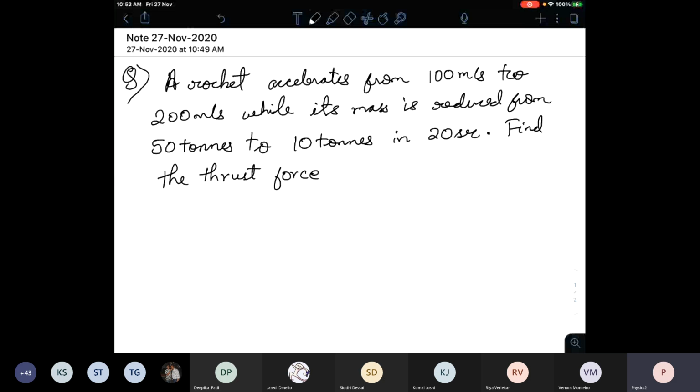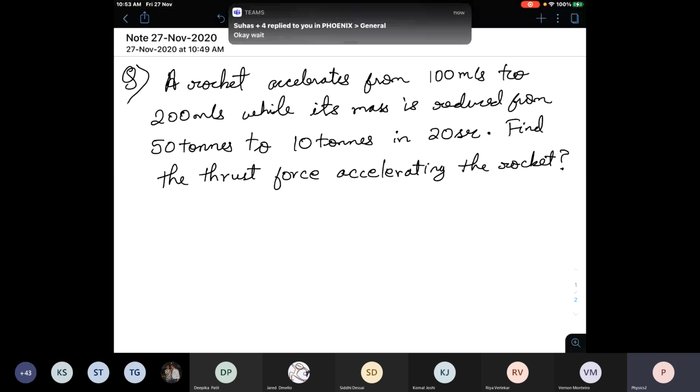Is the screen visible to everybody? Yes. So must be some network issue. Just wait for a minute. It must be frozen or what. Something must have happened. Okay, just wait.